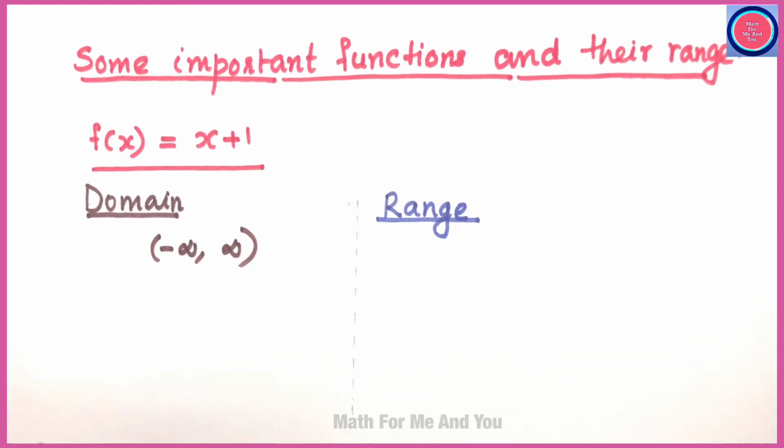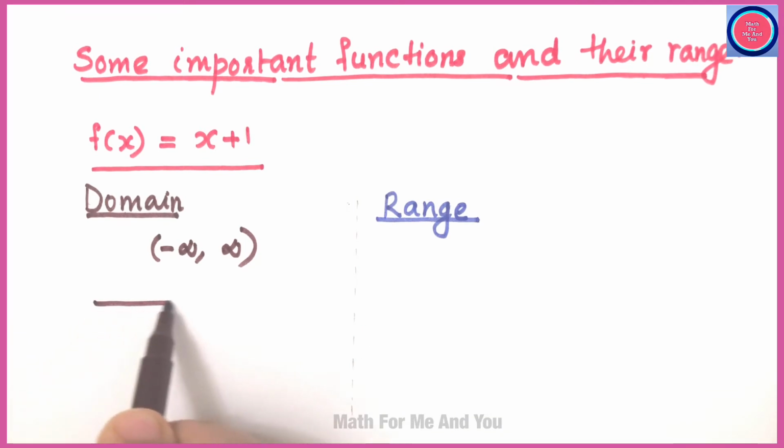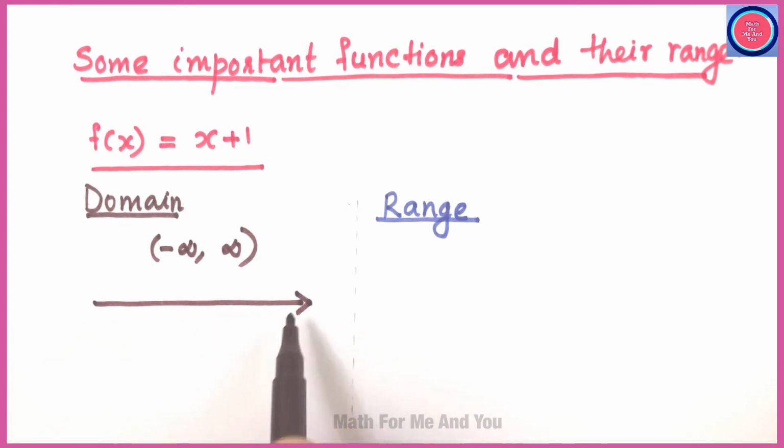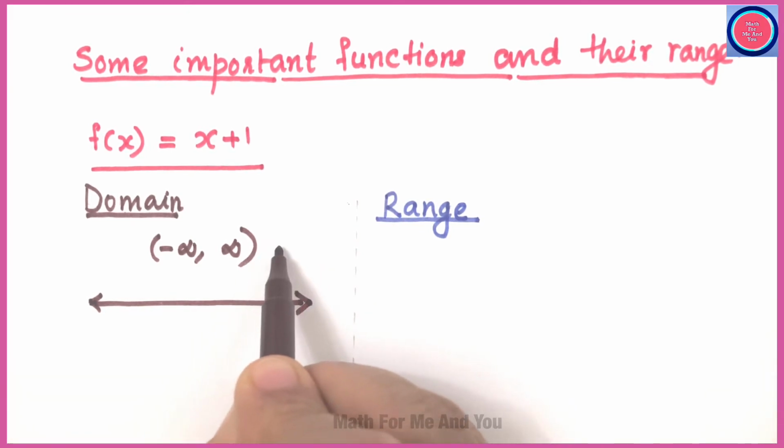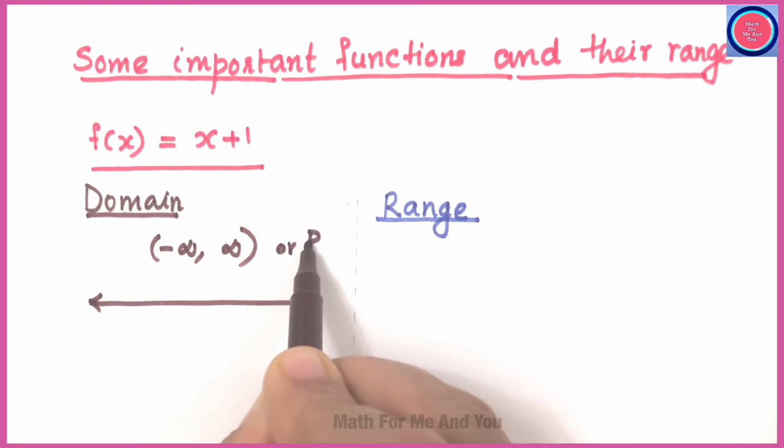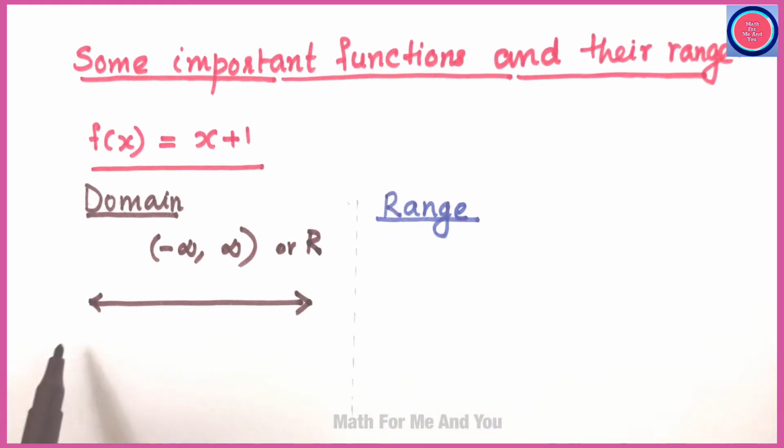Okay, look at this function with the domain minus infinity to positive infinity. That means in the number line, x can take all the values from minus infinity to positive infinity. Or we can say x takes the values from the set of all real numbers, that is R. We can mark the numbers which x takes, that is minus infinity to positive infinity. Then what answers we get for y? Or what is the y values?